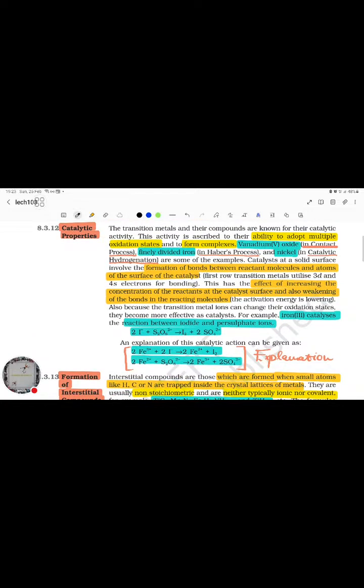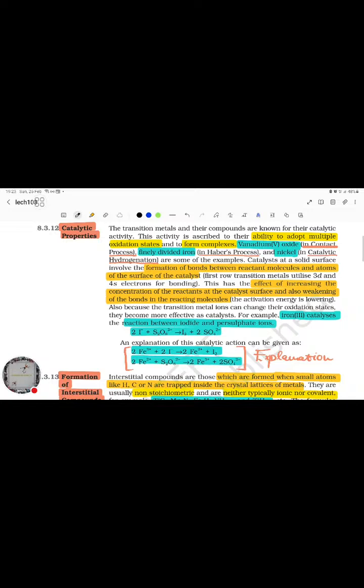Transition metals and their compounds are known for their catalytic properties. The activities are ascribed to their ability to adopt multiple oxidation states and to form complexes. Transition metals have the ability to form multiple oxidation states and can form complexes, and due to this particular property they are able to act as catalysts. So vanadium 5 oxide in contact process. So vanadium 5 oxide V2O5, I think VO2+ or something like that, is actually used in contact process. Yeah, it's VO2+. And finely divided iron is used in Haber's process, and nickel is used in catalytic hydrogenation.